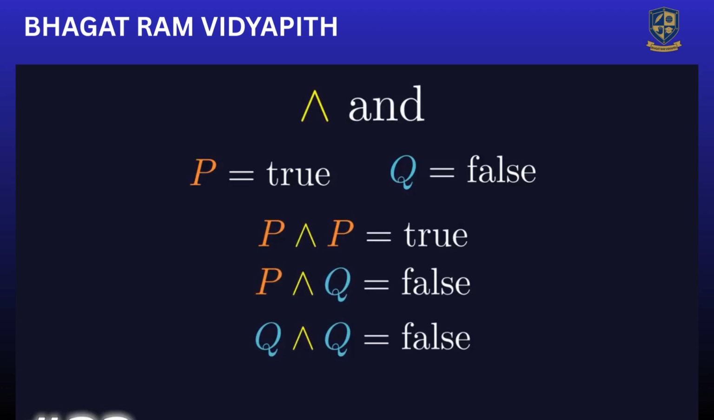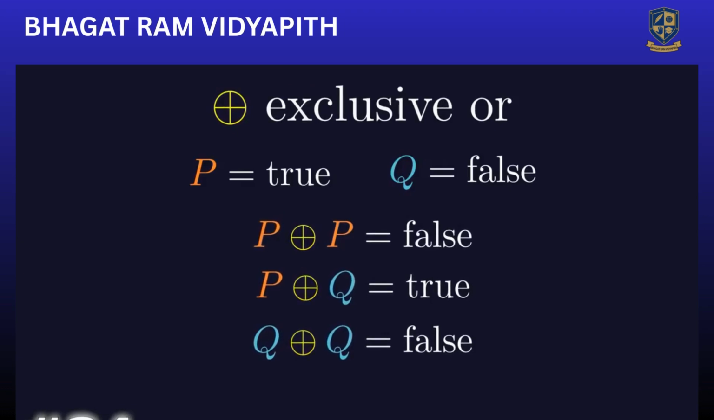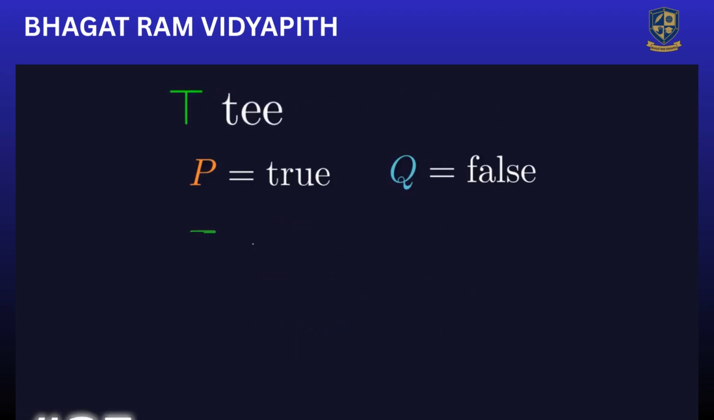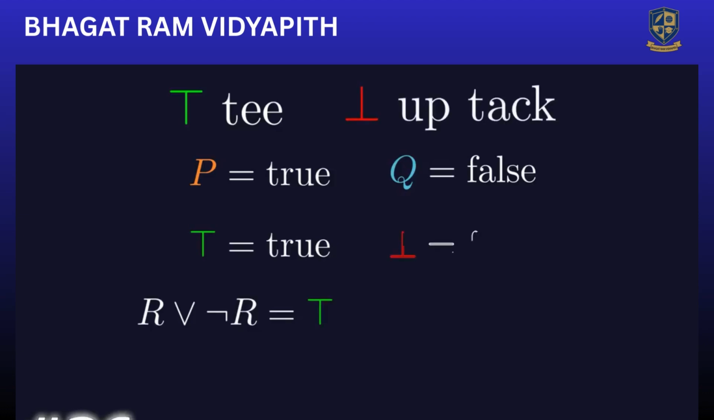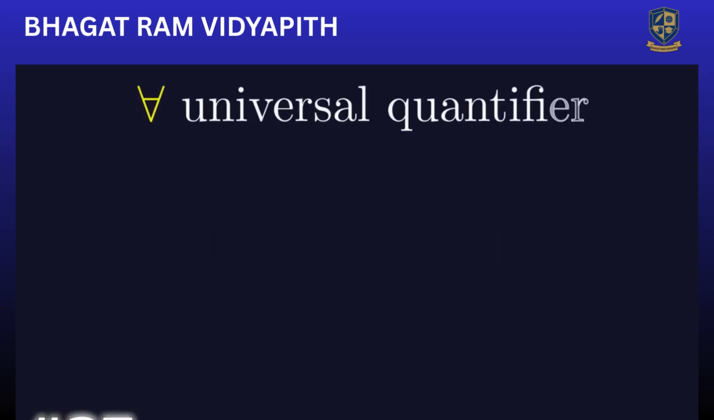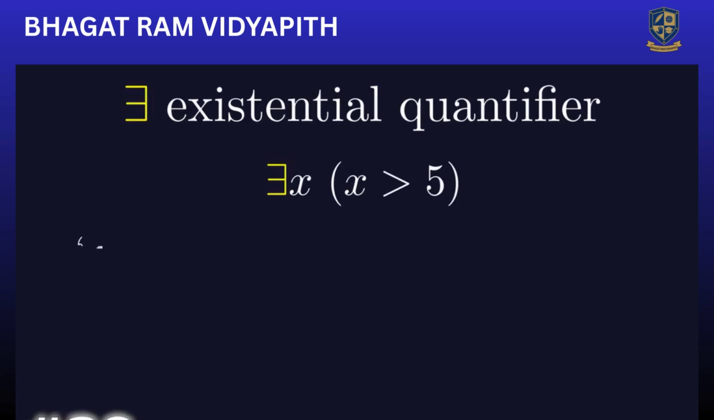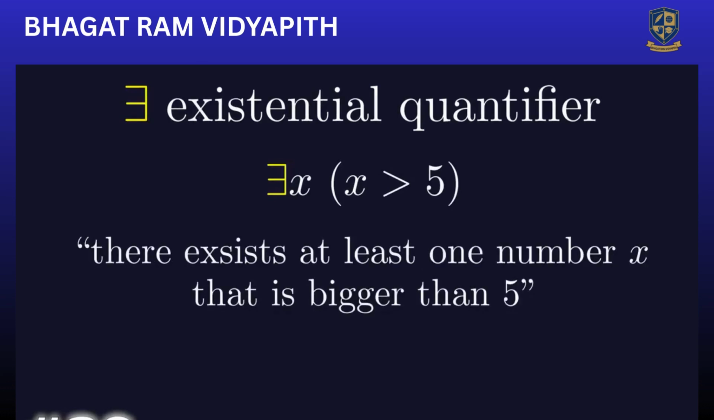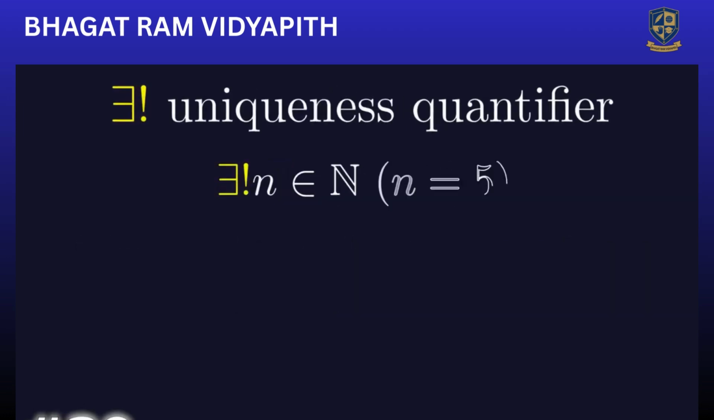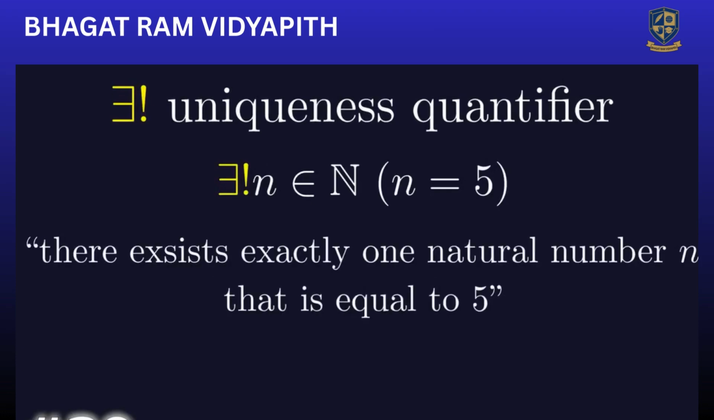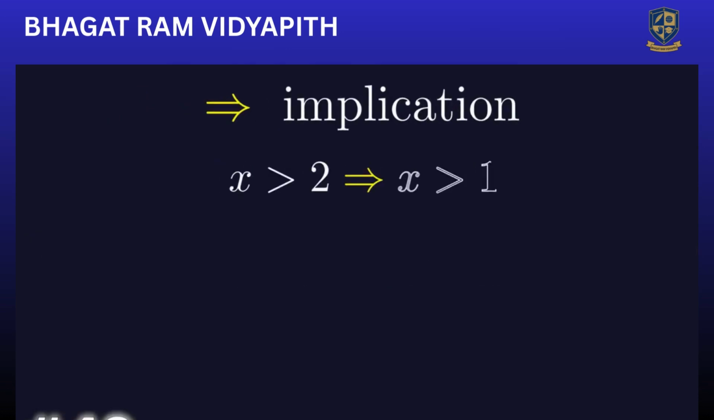T denotes logical constant for true value or a statement that is always true. Uptack represents logical constant for false value or a statement that is always false. Universal quantifier asserts that a statement is true for all elements in a given domain. The existential quantifier asserts that there exists at least one element in a given domain for which a particular statement holds true. Uniqueness quantifier is used to assert that there is exactly one element in a given domain for which a particular statement holds true.